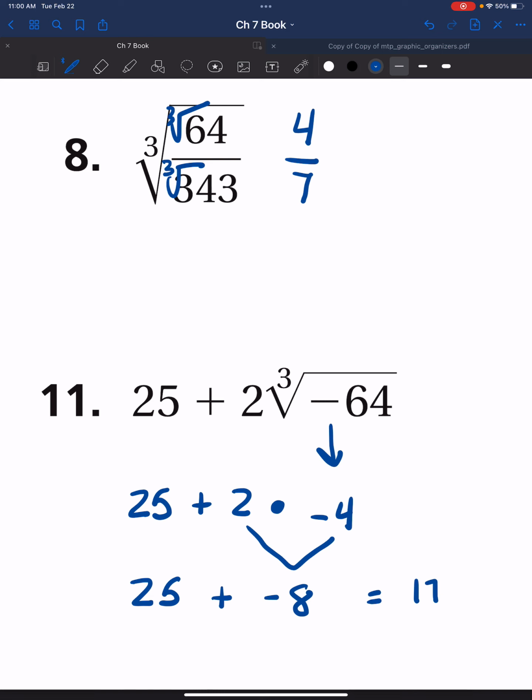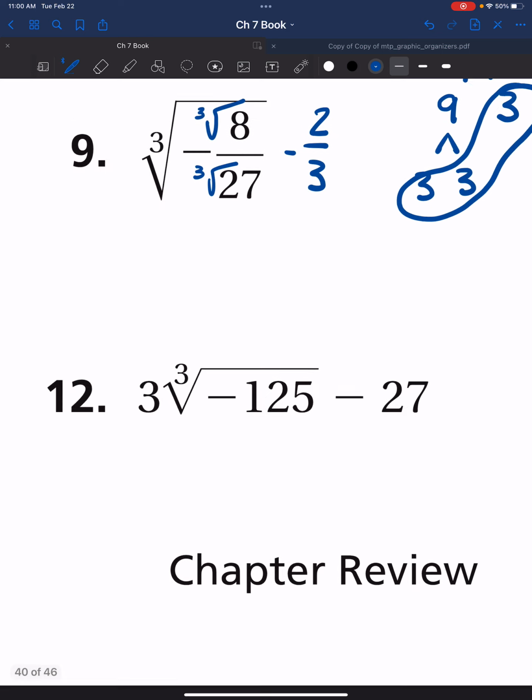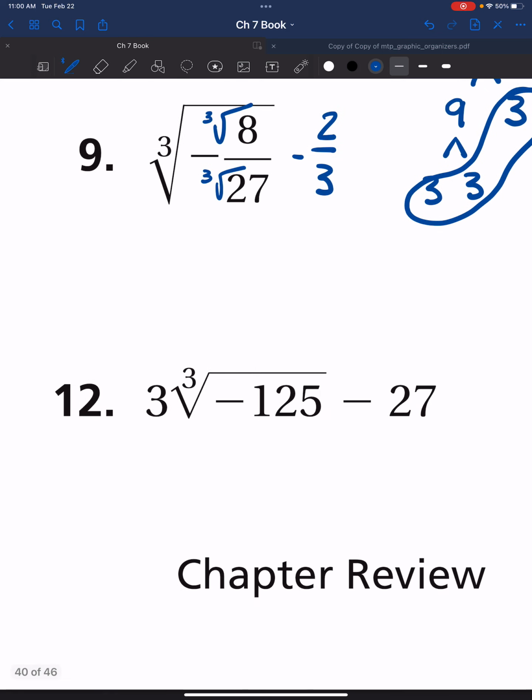All right, let's go look at number 12. What do I do first? The cube root of 125. Sorry, now it is a negative in there too. That's negative 5. So I would write 3 times negative 5 minus 27.